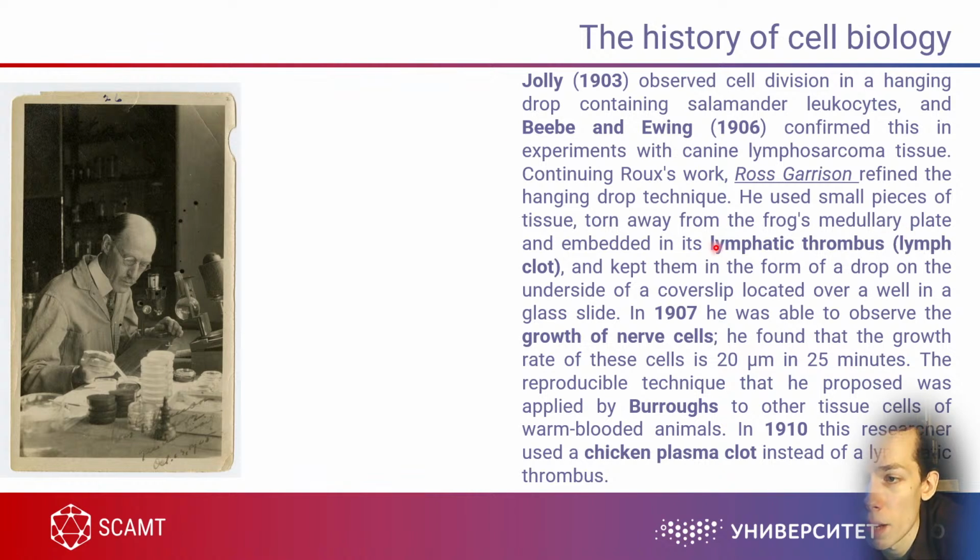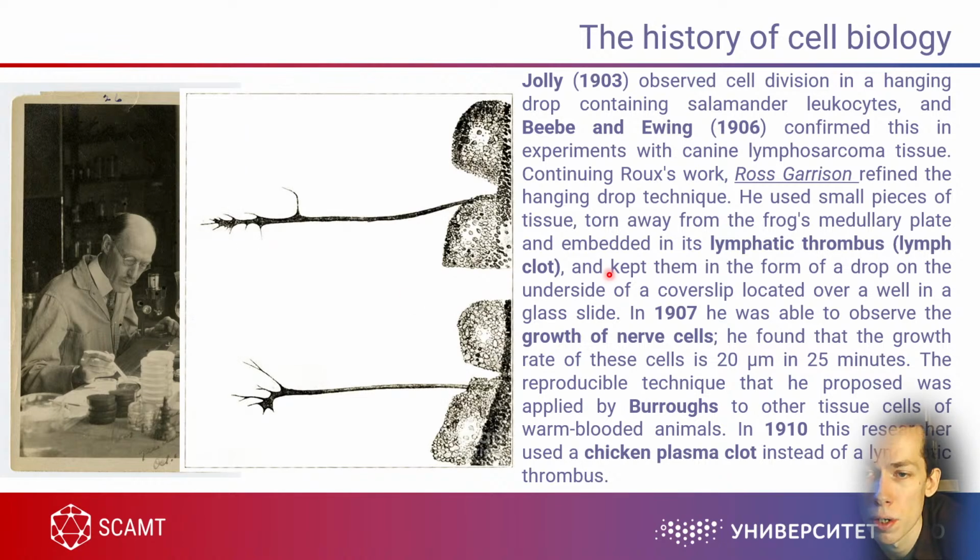So Ross Harrison used lymphatic thrombus, or lymph clot, keeping this clot in the form of a drop, so with a hanging drop technique. And in 1907, he observed the growth of a nerve cell, and even calculated this growth. As you can see, these are pictures of this nerve. The detail of this picture is very nice for a paper published back in 1907, because it's also drawn: you need to look through your microscope and draw what you see.